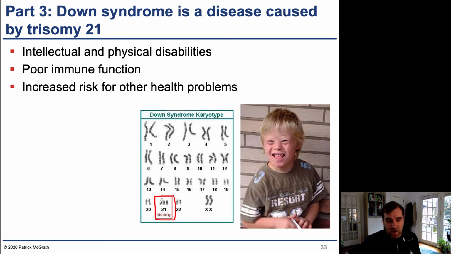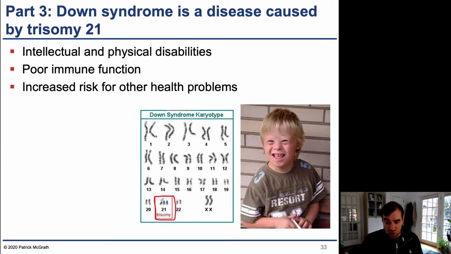The cell is not able to accommodate having 3 copies of chromosome 21, and so something goes wrong during development. Because of these extra copies of these genes, development is modified, so that you don't have completely normal wild type human behavior. Instead, you have this modified development that is associated with intellectual and physical disabilities and other things.